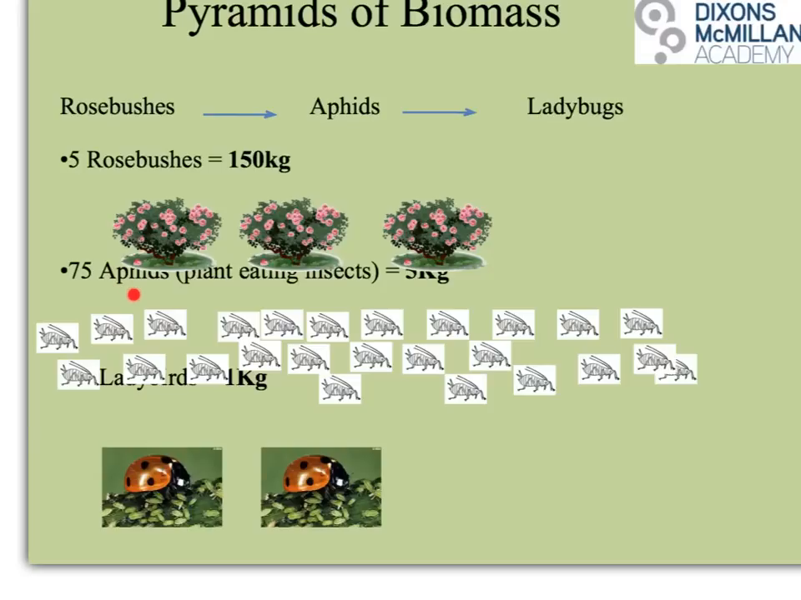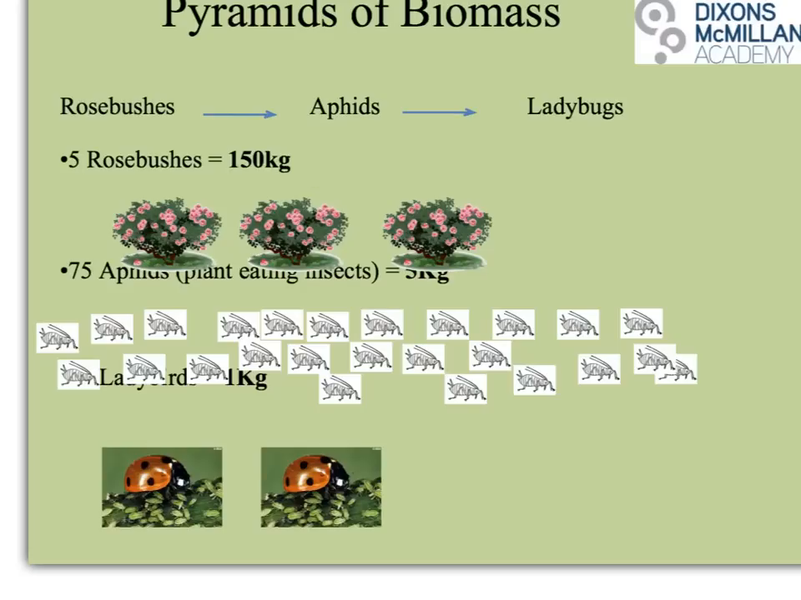So 75 aphids, if you dried them out, we're saying here, just for this example, that they would be 5 kilograms of what we call biomass. So the energy that is taken when the aphid ate the rose bush made 5 kilograms of aphids. So then the energy that came from the aphids and went into the ladybirds, the 40 ladybirds, if you dry them out, they equal 1 kilogram. So again, like I say, this is just an example. It's not real life in terms of the masses that we're talking about there.